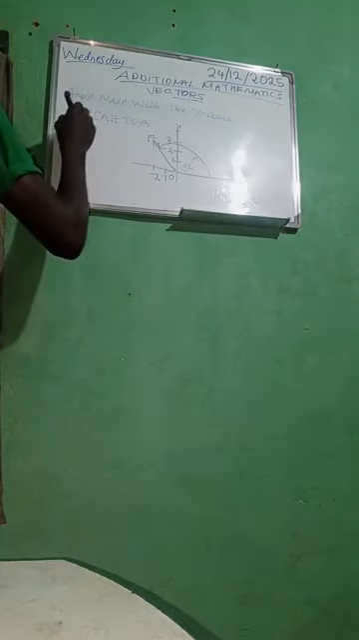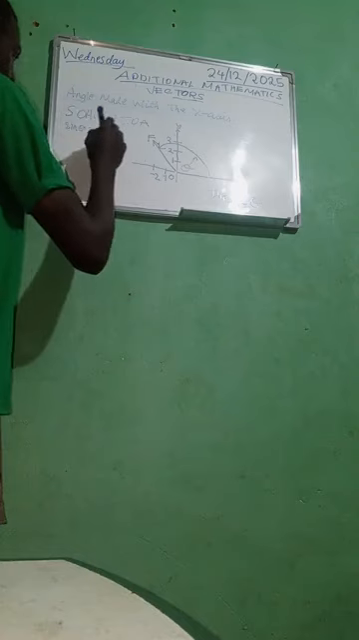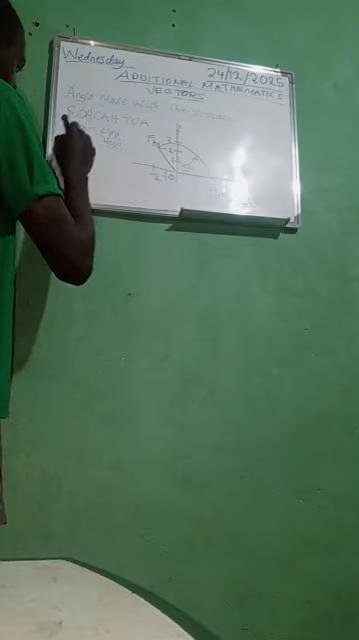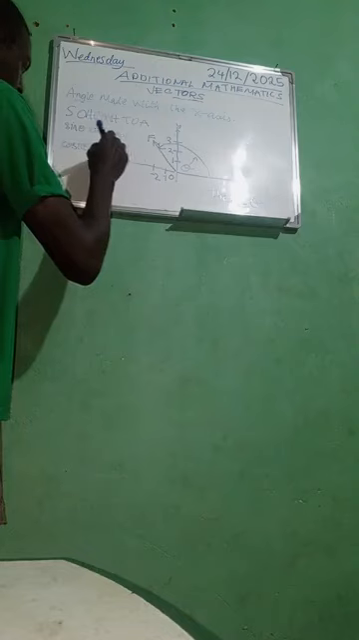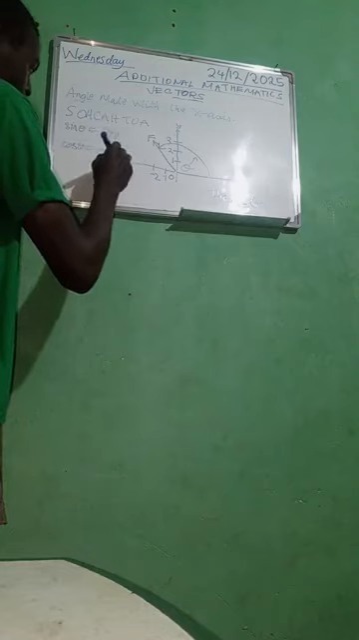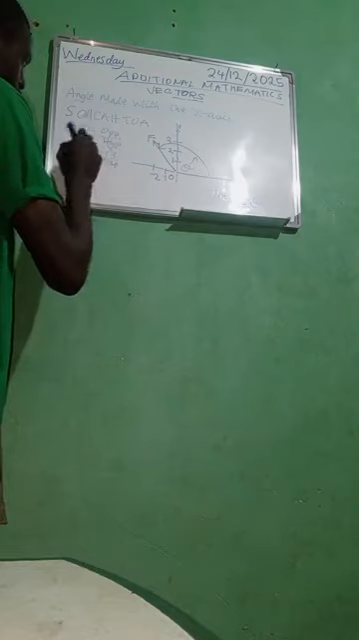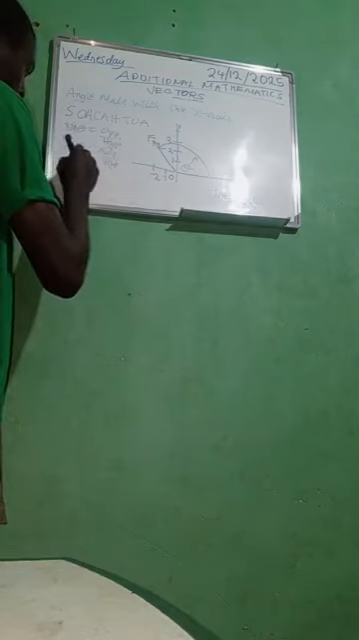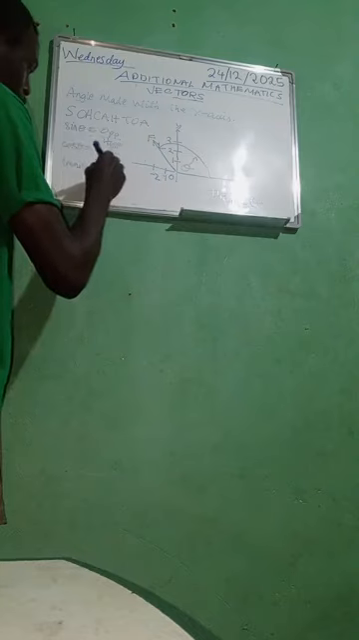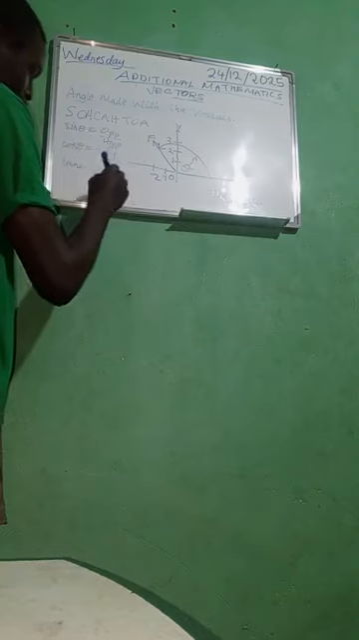Sorry, I forgot an H. So SOHCAHTOA means the sine of the angle theta is equal to opposite over the hypotenuse. And then cosine of the angle theta is equal to the adjacent over the hypotenuse. Then tangent of the angle theta is equal to opposite over the adjacent.